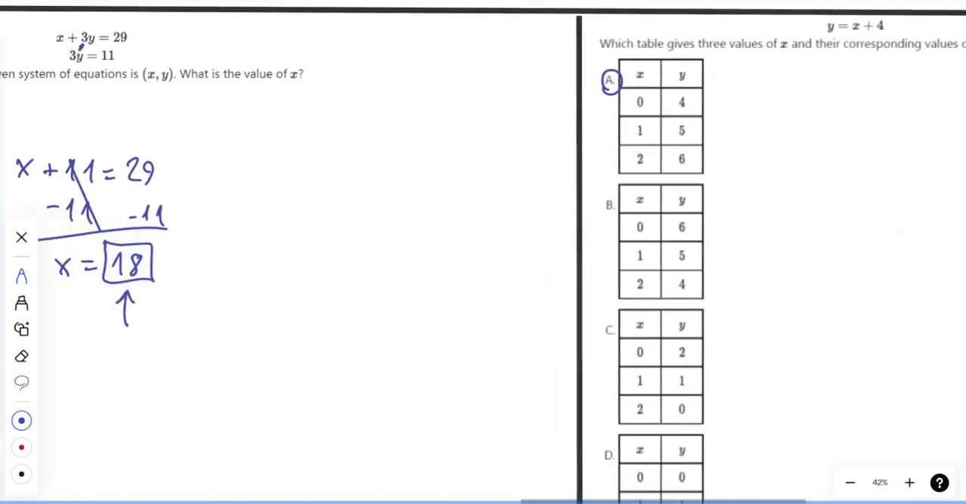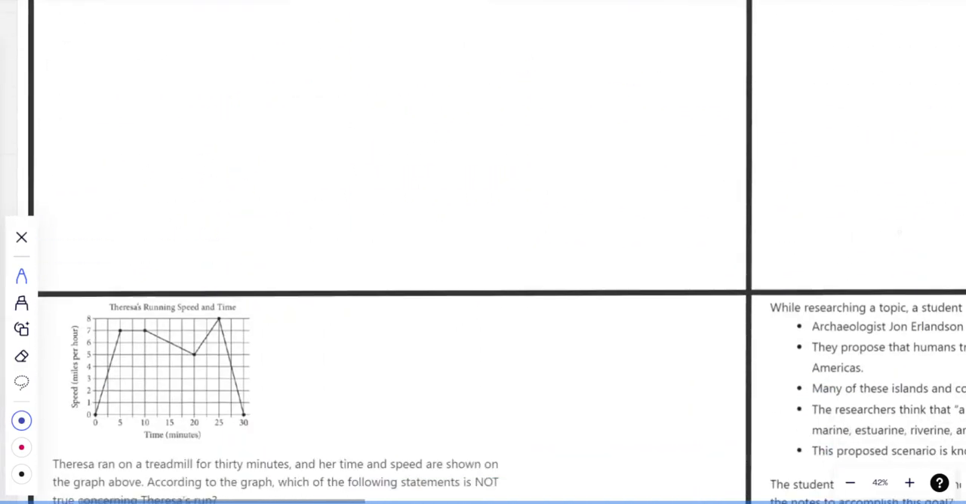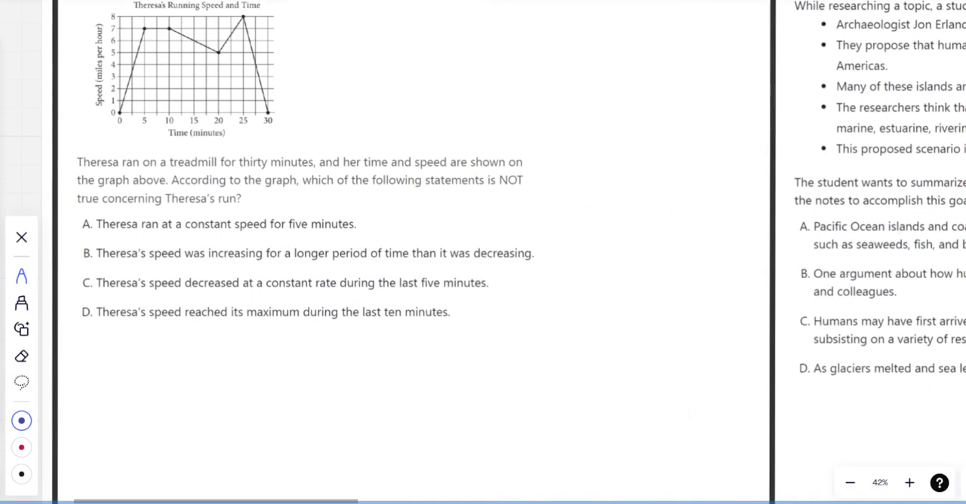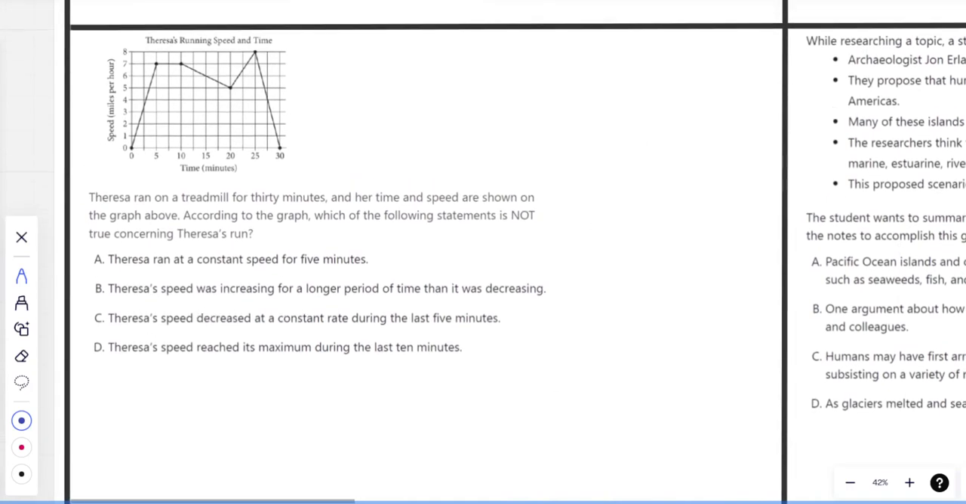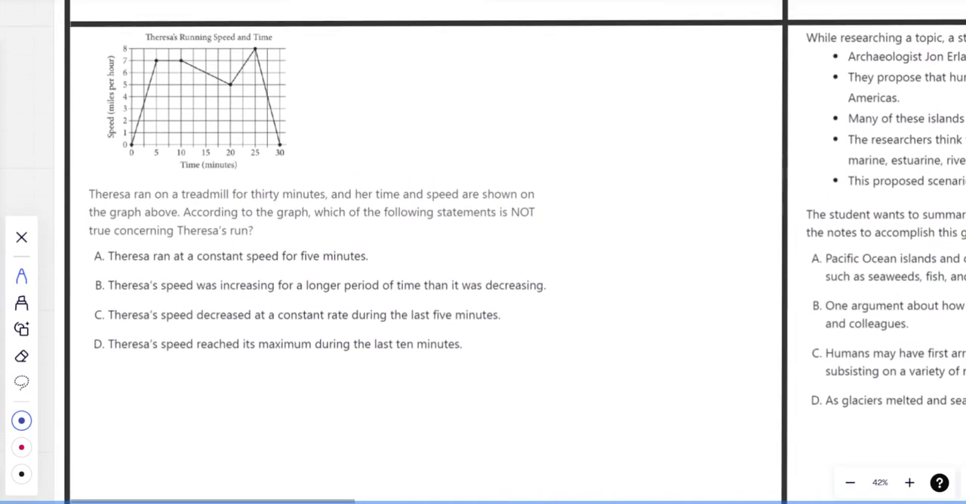Okay, pretty easy there. And we've got another math question down here, but it's more like interpreting a graph. It says that Teresa ran on a treadmill for 30 minutes. Her time and speed are shown on the graph above. According to the graph, which of the following statements is not true concerning Teresa's run?